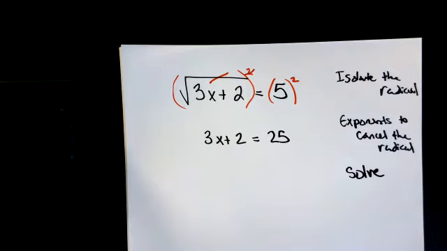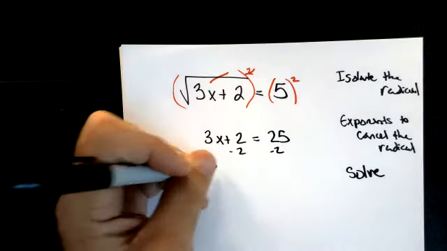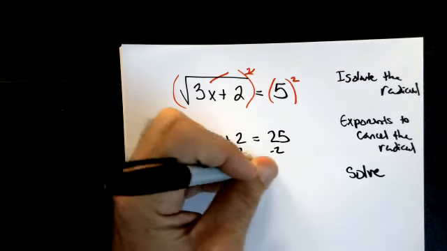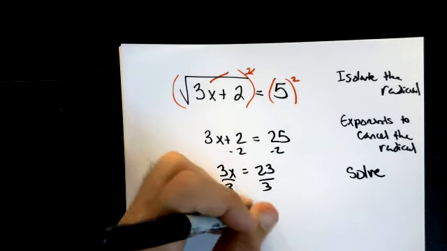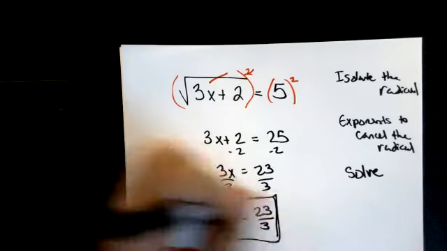Once you get rid of the radicals, we can just solve. This is a typical linear algebra problem. Subtract 2 from both sides. 3x equals 23. Divide, divide. X is 23/3.